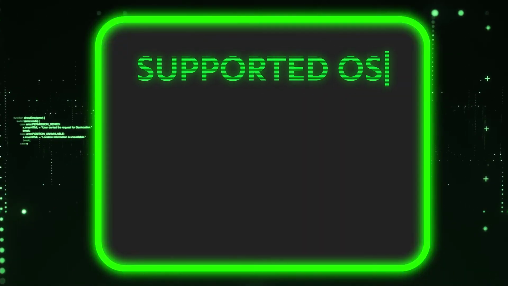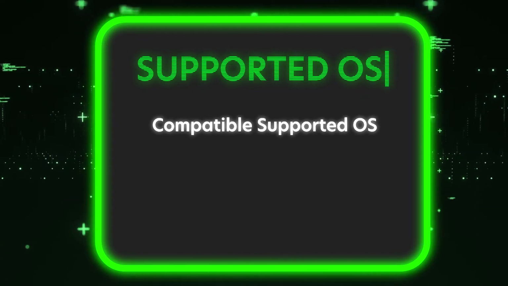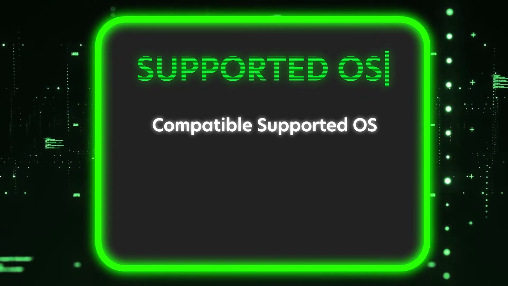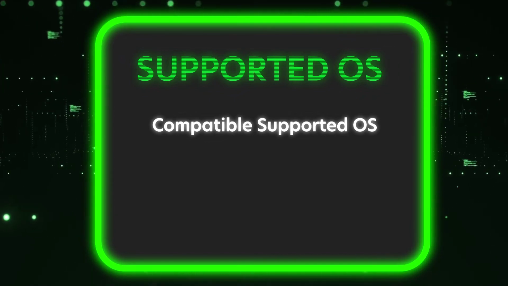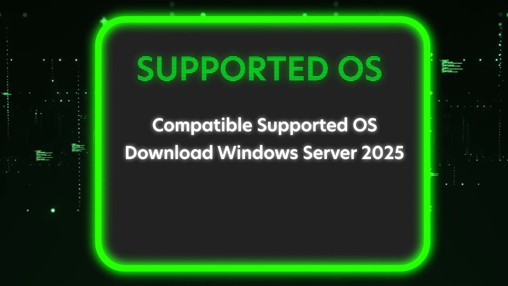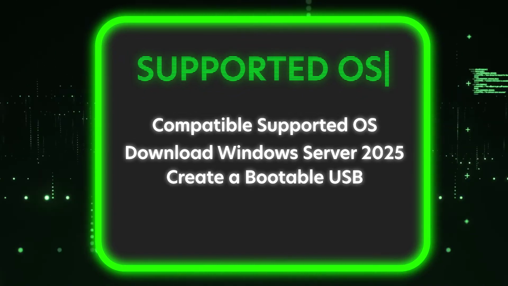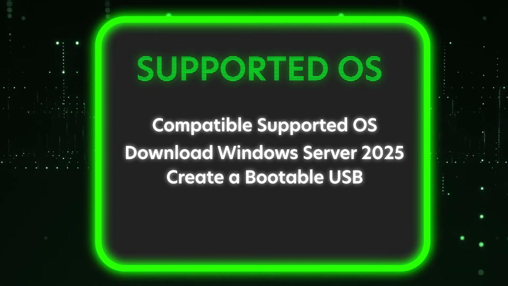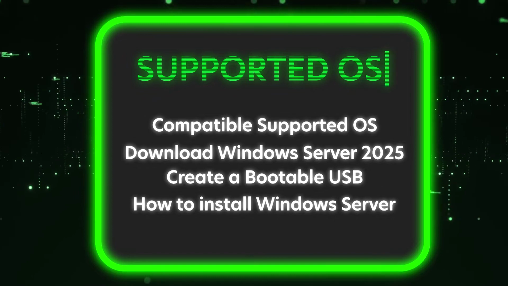This video is going to be specifically dedicated to supported operating systems. In the beginning, we'll start with putting up a list of the compatible supported operating systems. Then we're going to hone down and focus on Windows Server, and show you how to download Windows Server. Then we're going to show you how to create a bootable USB, how to put your Windows Server on your bootable USB, and then step-by-step instructions on installing it into your server. So let's just hop into all the good stuff.